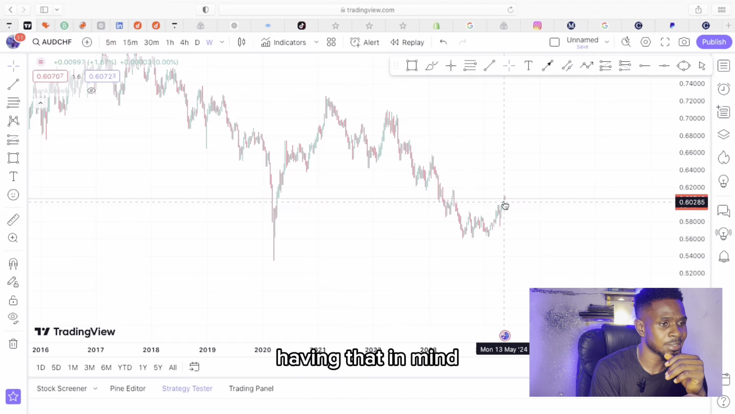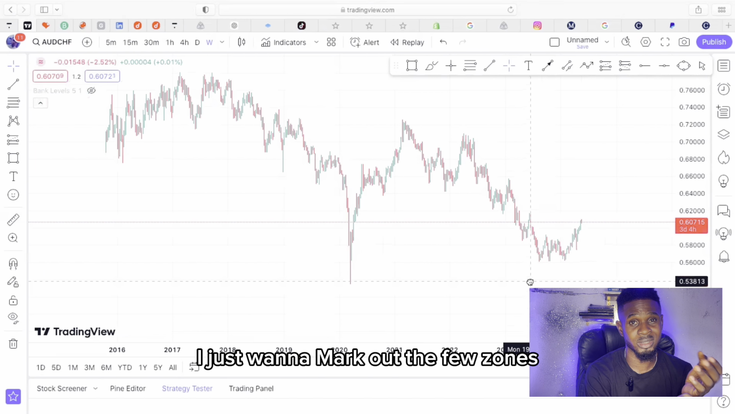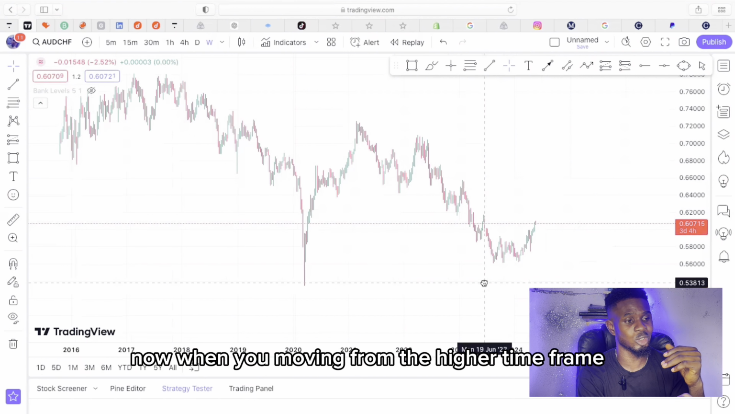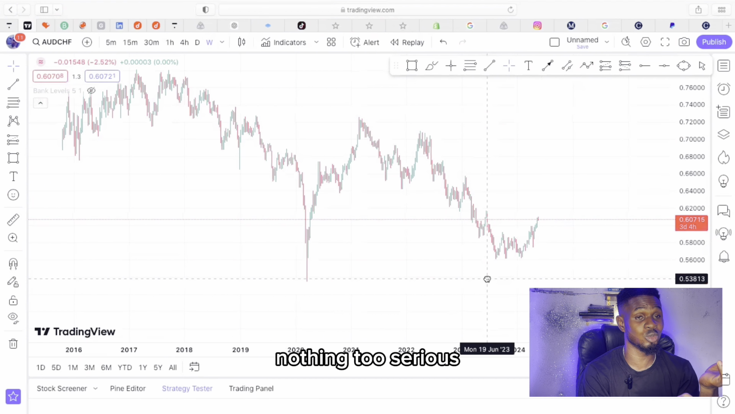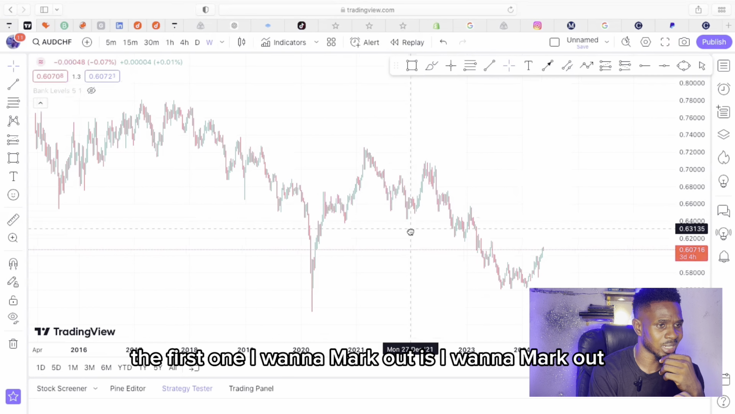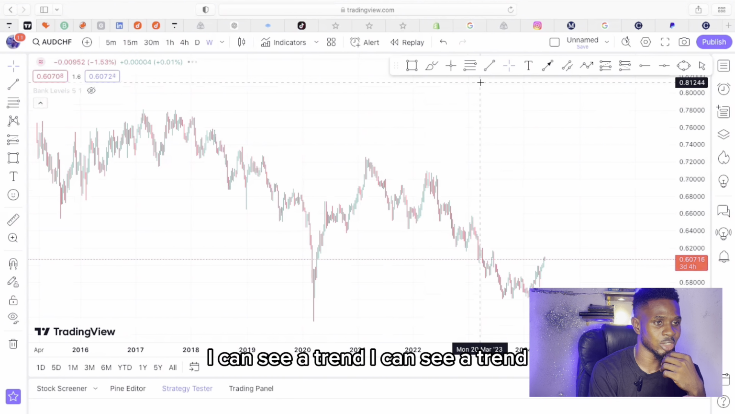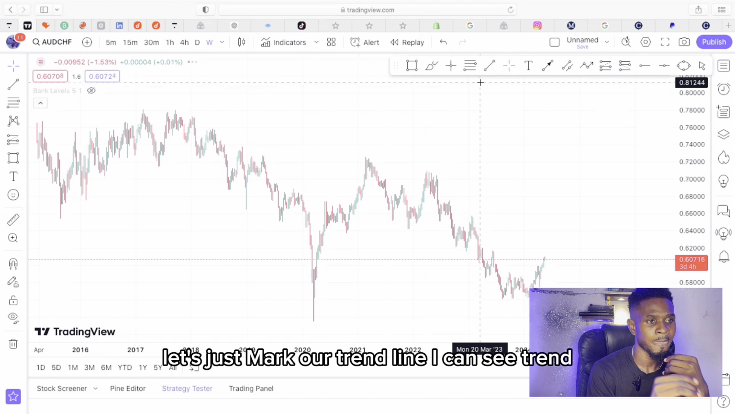Having that in mind, let's see what the chart is doing. I just want to mark out a few zones. When you're looking for things from the higher time frame, you just want to mark out very, very few zones, nothing too serious. The first one I want to mark out is, I can see a trend. Let's mark our trend line.